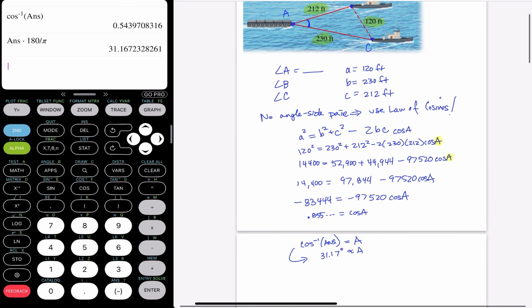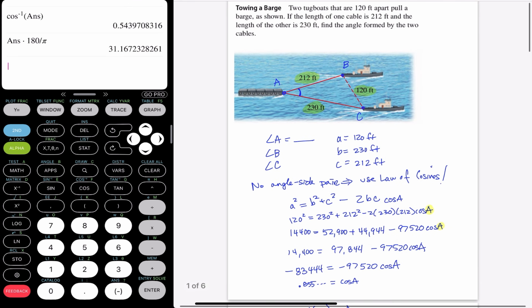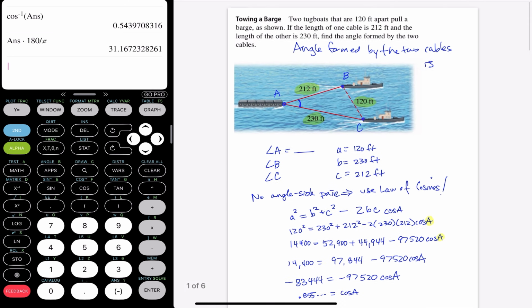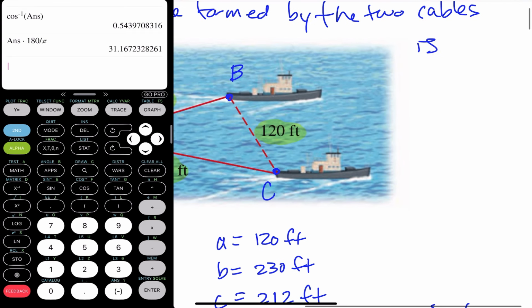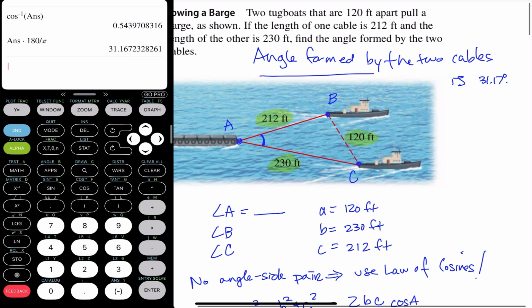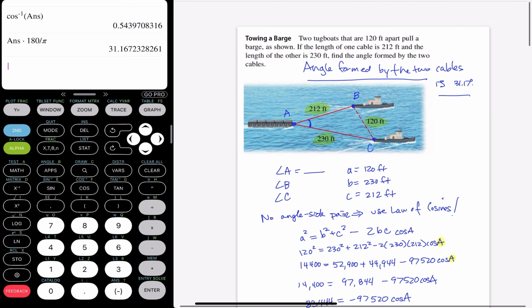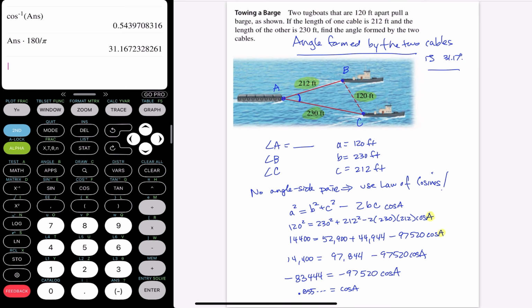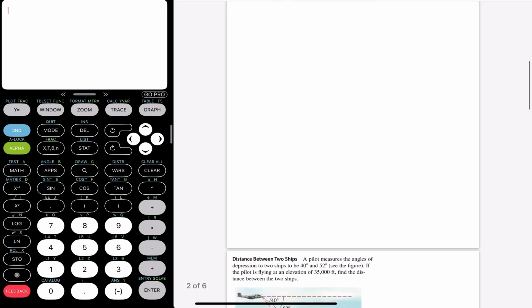All right, we found the angle. So now we need to answer their question. Angle formed by the two cables is, and our answer was 31.17 degrees. You are not done answering the question until you answer the question in a complete sentence. Great work. Let me clear out my calculator and we'll go again.